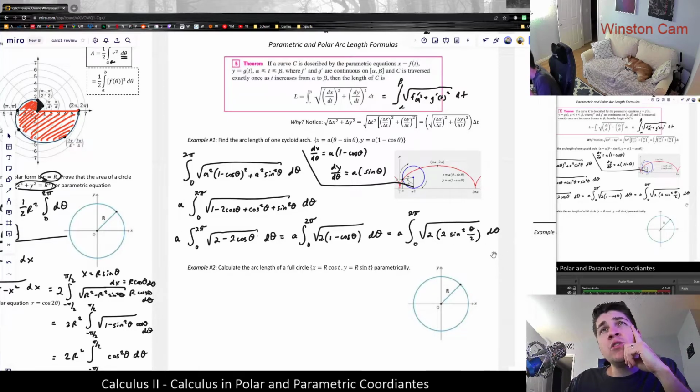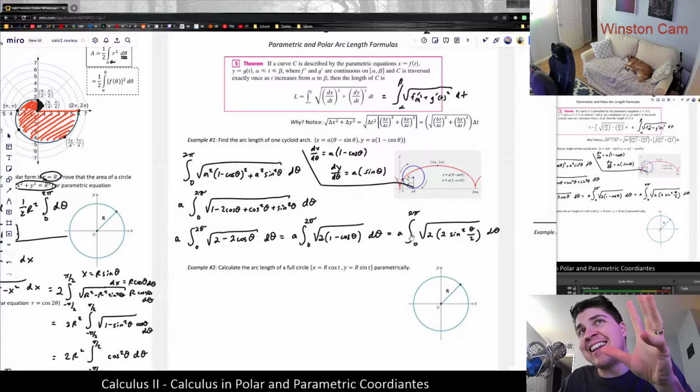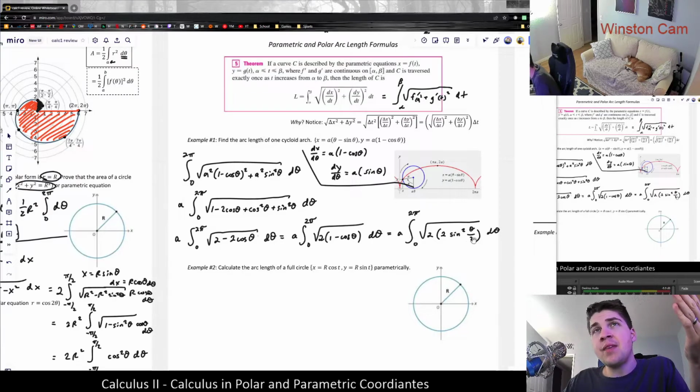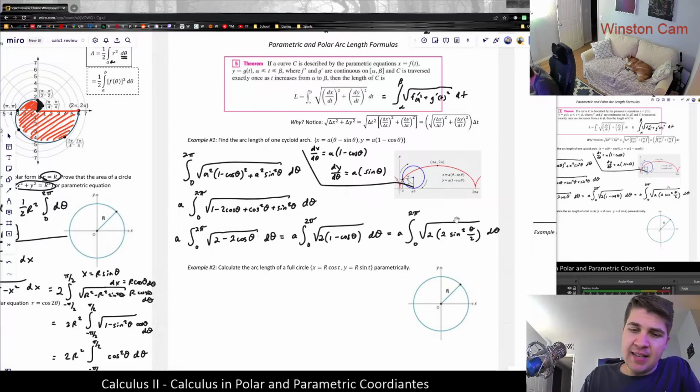Anyways, you can play around with substitutions, and this should make sense. What you'll notice, and the reason why I did that at the end of the day, is because it takes this more complicated integral and turns it into a single sine squared. And since we have a square root, we know the square root of sine squared is just sine. And also, square root of 4 is 2. So at the end of the day, this would leave me with 2a multiplied by the integral of the square root of sine squared, which is sine theta over 2, integrated from 0 to 2 pi with respect to theta.